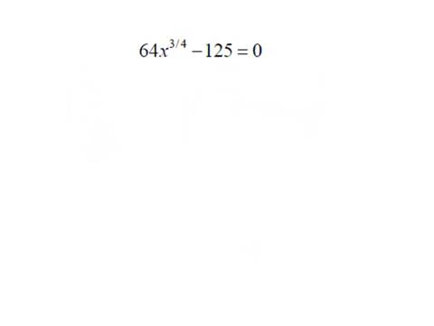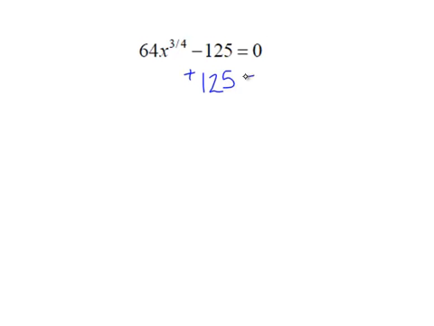Let's try one more problem. It's looking a little bit more exciting now, isn't it? I have 64x to the 3/4 minus 125 equals 0. So I've got to solve for x. I see that x is raised to a fractional exponent. Let me get x by itself, and then I will deal with that exponent. So you should know how to do this. I'm going to get rid of this -125. The opposite of subtracting 125 is adding.